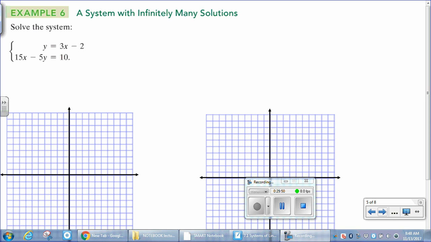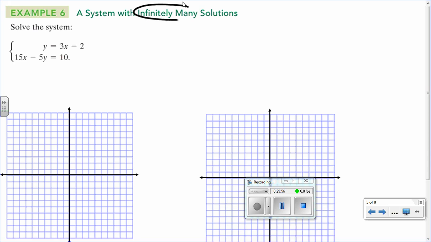Okay, now the system number 6. We're gonna solve it, and this one has infinitely many solutions, so let's see how that will look like. This one I'm gonna solve by substitution because I already have an expression for y. So I'm gonna substitute in equation 2.